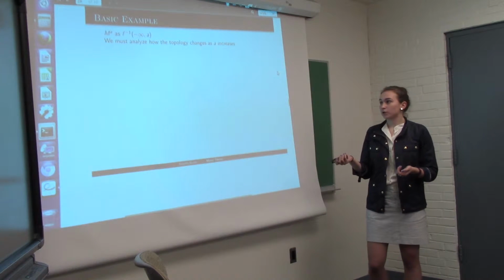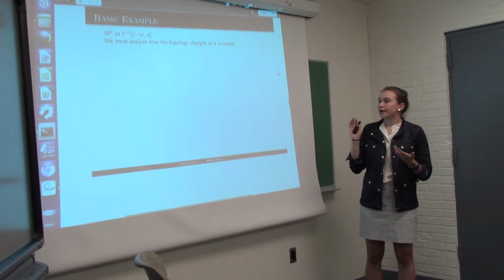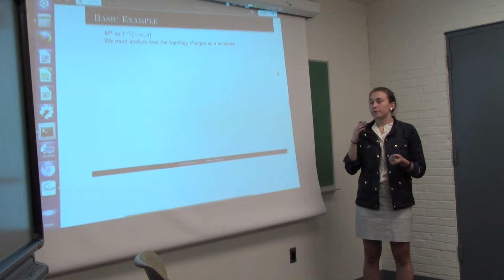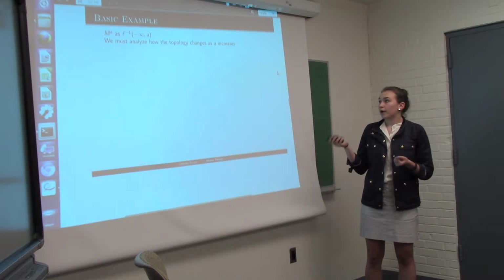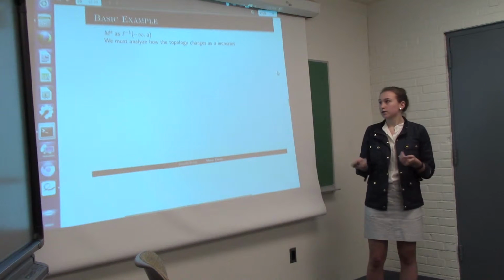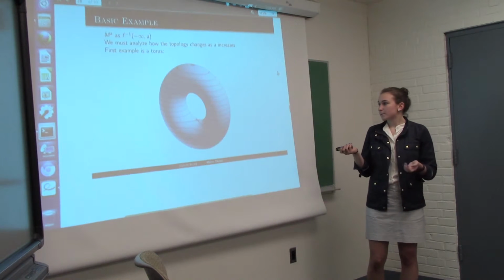So the basic example we're going to look at, just to get a little bit more mathematical, we have the landscape M as we talked about, and the inverse map from negative infinity to A, where A is, I guess, the elevation that we're looking at. So we're going to look at how the topology changes as A increases.